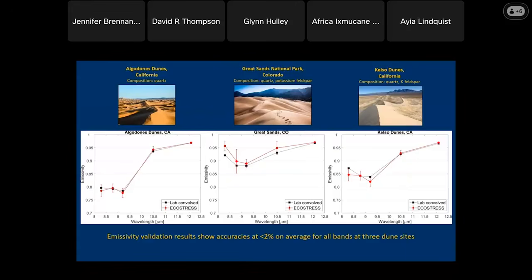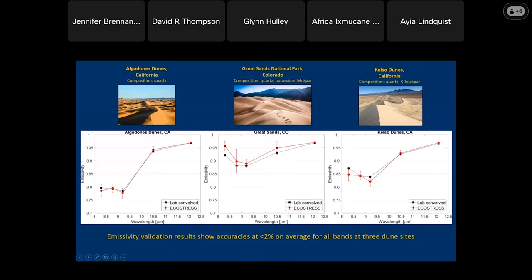When you're looking at the emissivity data, these are some very typical emissivity spectra that you'll see from ECOSTRESS. As you can see, it has 5 bands. And here we've simply matched up measurements made at each of these 3 dune sites where we acquire samples of the sand, bring them back to the lab at JPL, measure the emissivity in the lab with a spectrometer, and then directly compare that to the ECOSTRESS retrieved emissivities in this case.